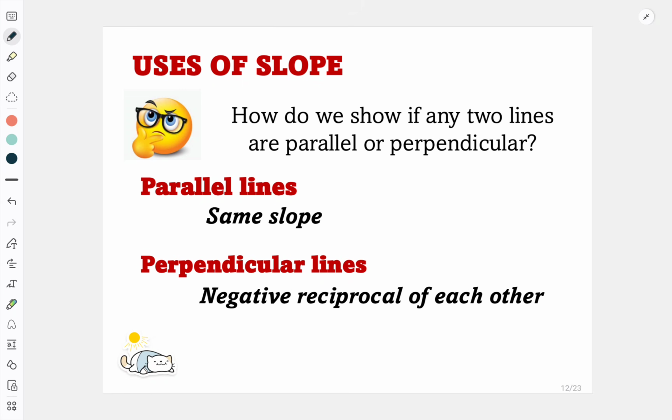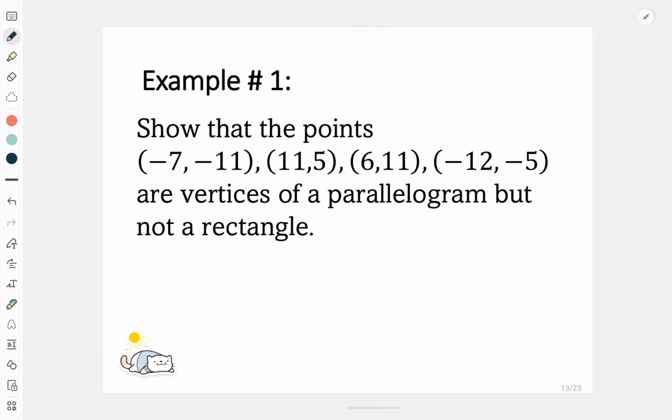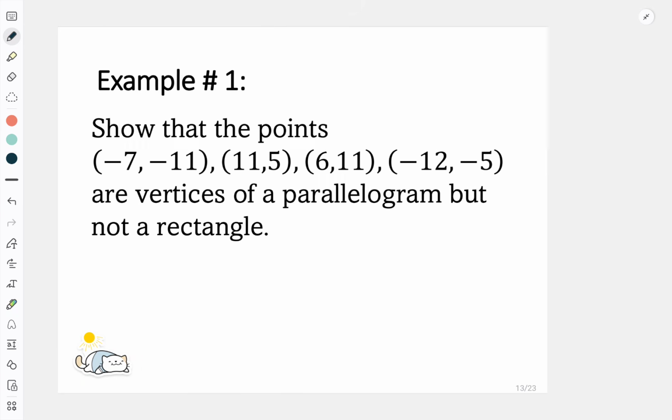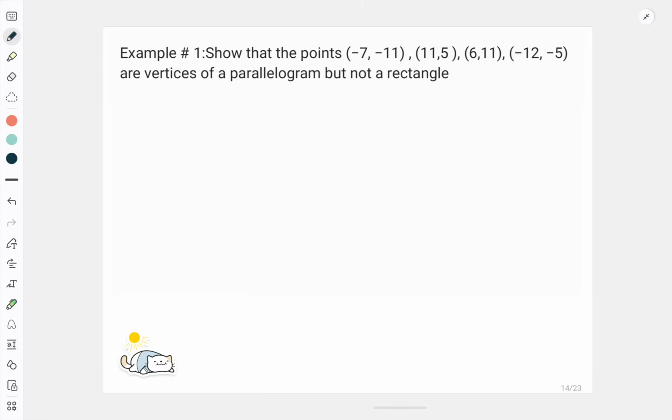So let's have number 1. For example number 1, we want to show that these points, (-7, -11), (11, 5), (6, 11), and (-12, -5), are vertices of a parallelogram but not a rectangle. So how are we going to answer this particular question? How do we show that these vertices are vertices of a parallelogram and not a rectangle?